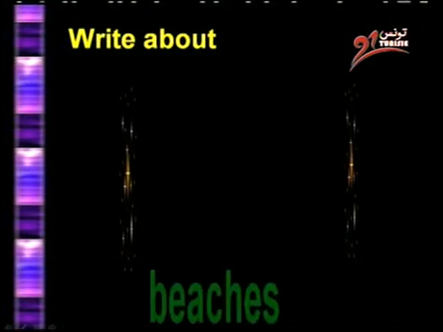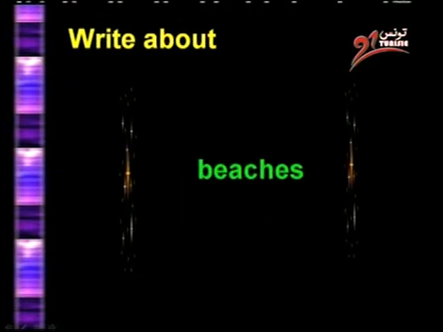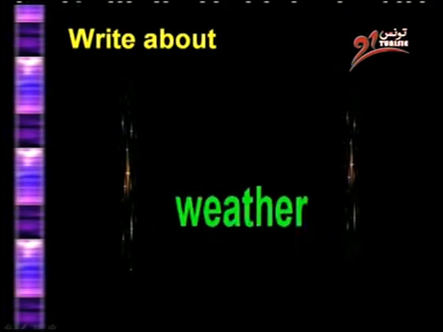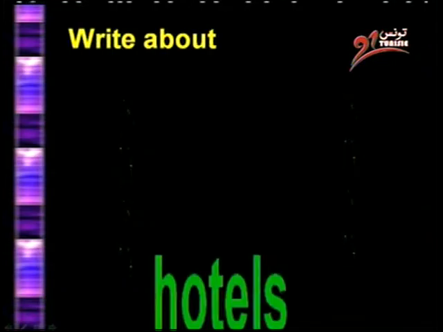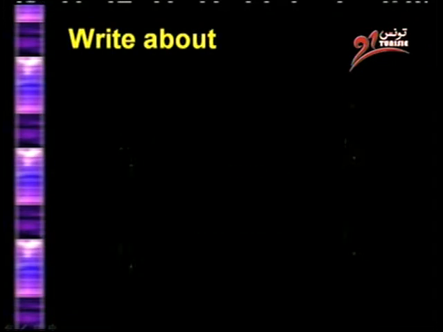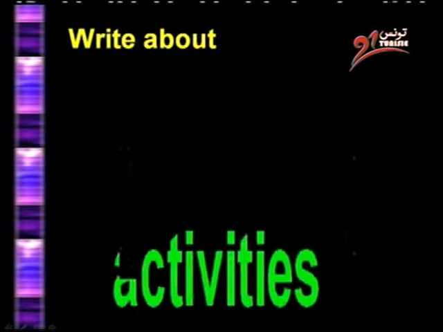Well, you can write about the beaches in Tunisia. You can write about the weather. You can write about museums. You can write also about festivals and about hotels, about the activities that you can do in this place. And of course, here are some examples. You can speak about different types.